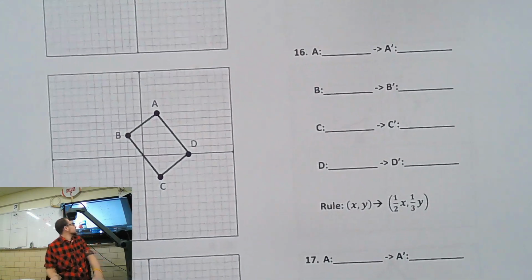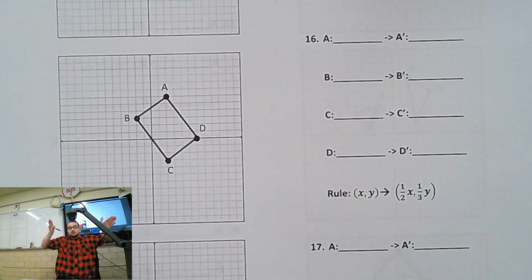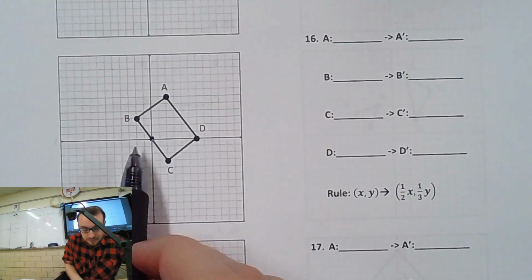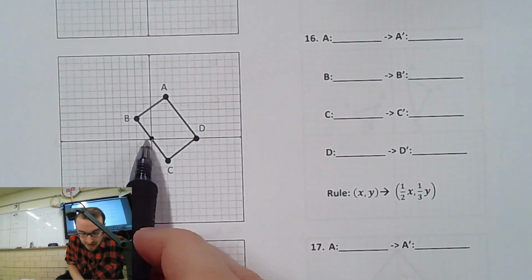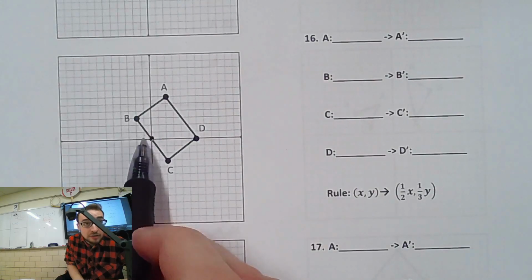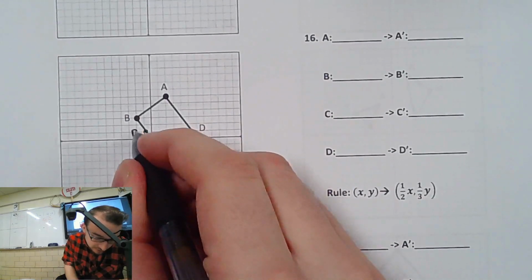This one, 16. Is it going to get bigger or smaller? Smaller. It's going to be half as much in the x direction and a third as much in the y direction. Here's our origin. Let's look at B. How far is B away horizontally from the origin? 2. So when we halve that, it's only going to be 1 away, minus 1, right, to the left. It's 3 away vertically, right? So when we third that, how far is it going to be away? 1. So B prime is going to go here. That's kind of annoying.